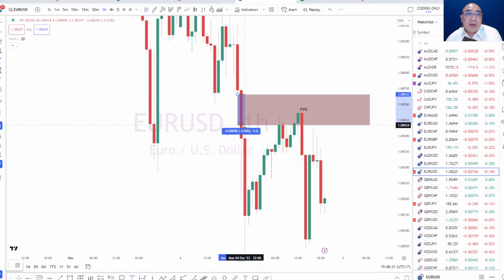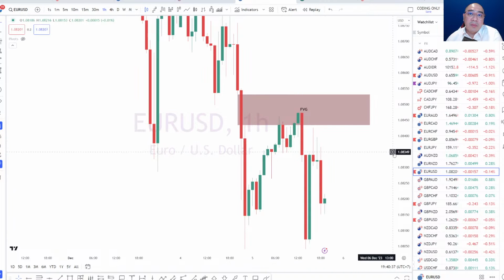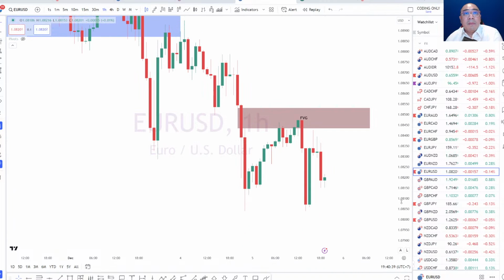Don't just take anything as a fair value gap. Even this one here looks big, but it's only 10 pips. It's enough to create a little bit of an invisible barrier, but this is the reason why I don't like to use just a fair value gap. It's still much better if you can identify a potential order block in the market, or a psychological price level in the market. That would actually be much more meaningful.